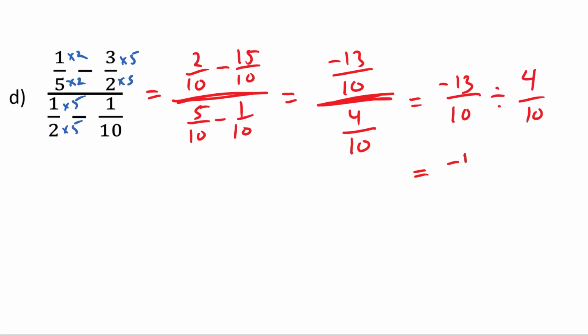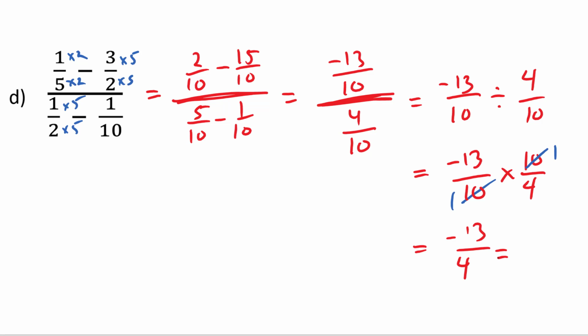What do we do next? We flip the fraction that comes after the division sign and we multiply. Look at that. See that? 10 and 10. Both gone. Final answer? Minus 13 over 4. Not quite the final answer. How many times does 4 go into 13? It goes in 3 times with remainder 1. And remember, this whole thing is negative. Negative 3 1/4.